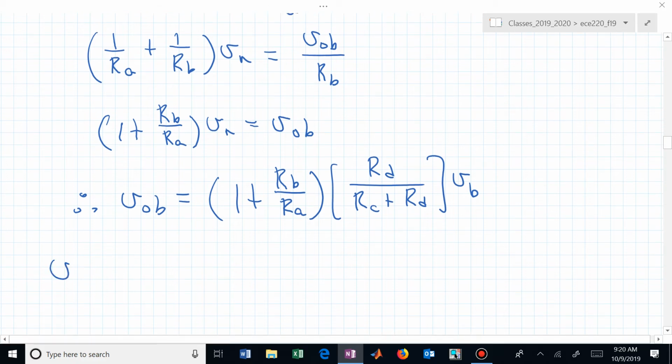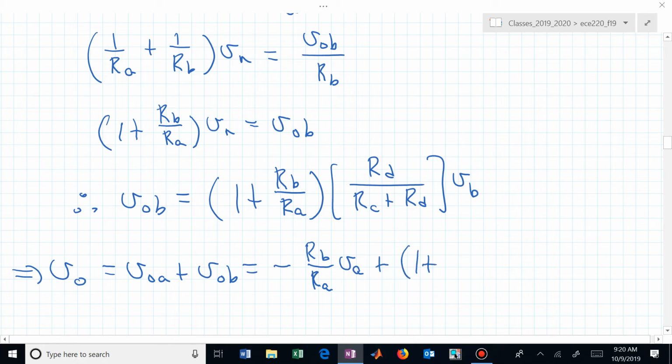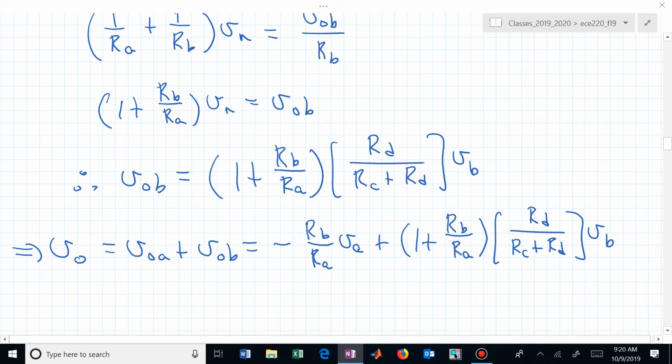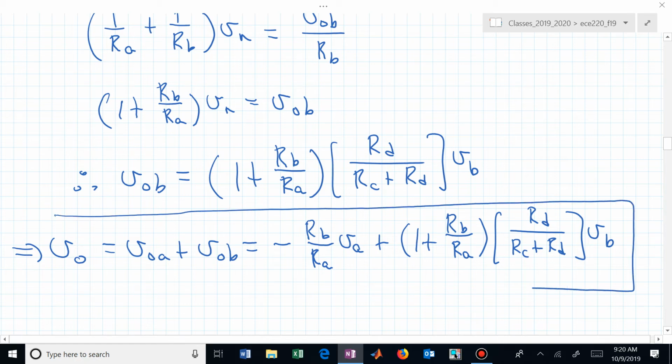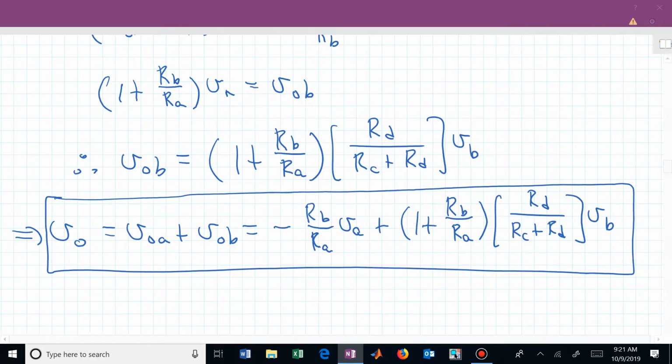We're using superposition to find the total output, V sub O. That now says that it is going to be due to the two pieces that we just found: minus R sub B over R sub A, V sub A, plus 1 plus R sub B over R sub A, R sub D over R sub C plus R sub D, V sub B. That's now our expression for the output voltage, V sub O.